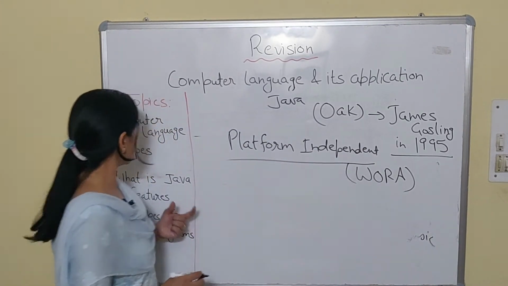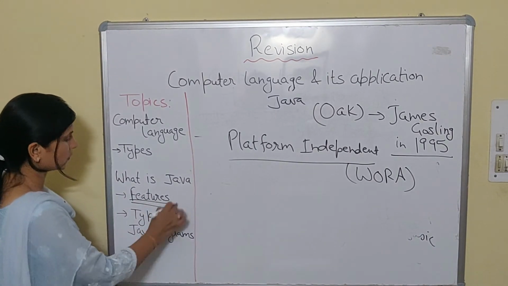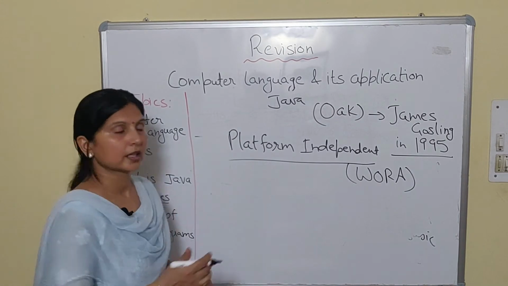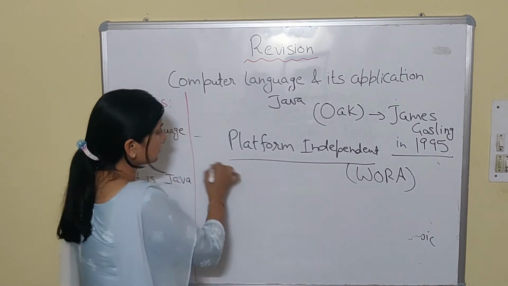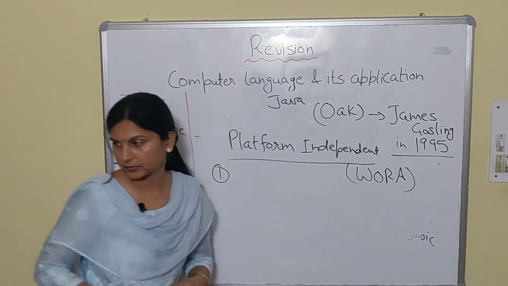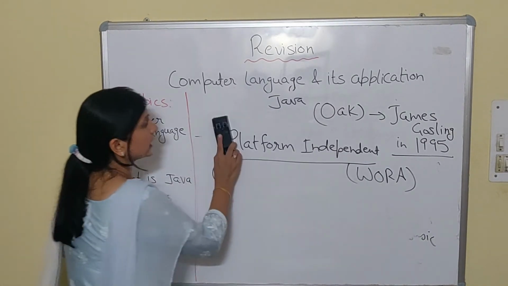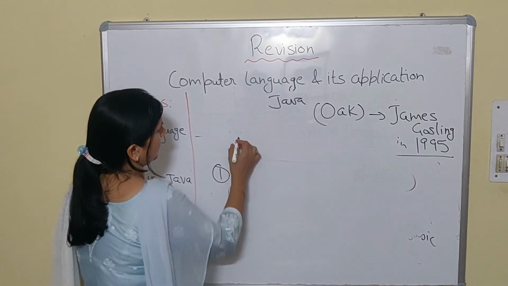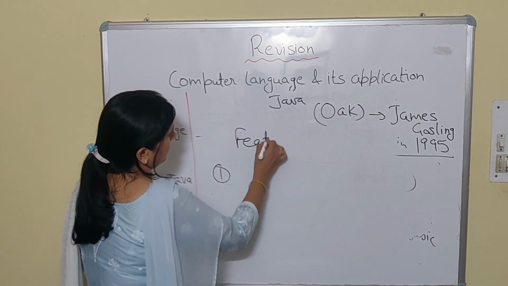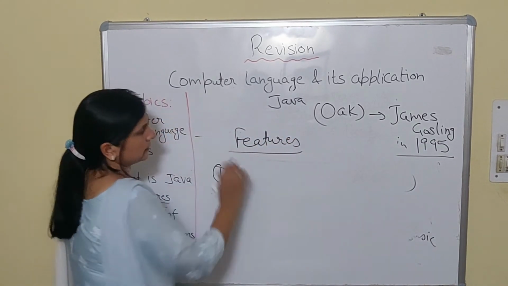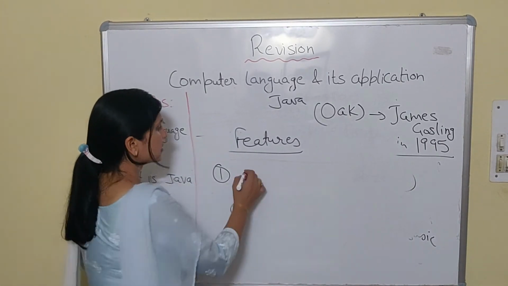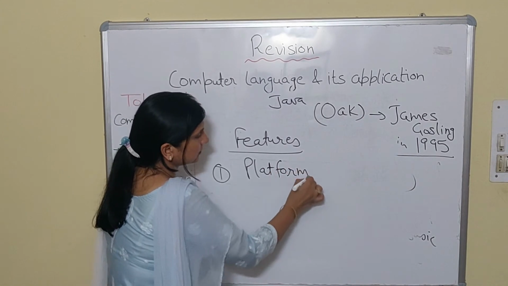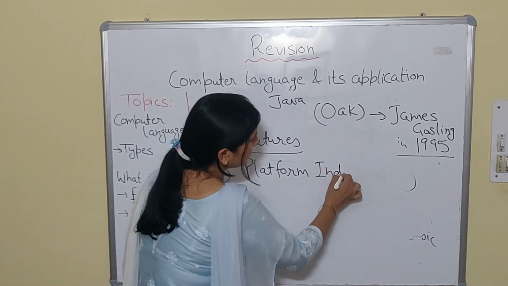Now we will discuss features of Java. So what are the main features of Java? Now the first main feature, I am noting this. Now we are discussing features of Java. Fine. So the first feature is Java is platform independent.